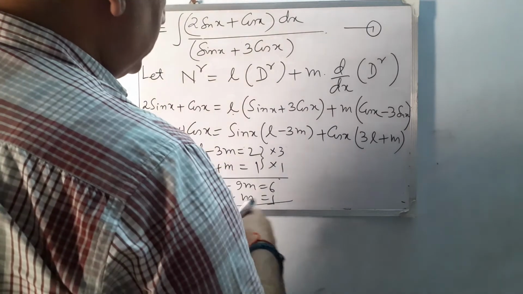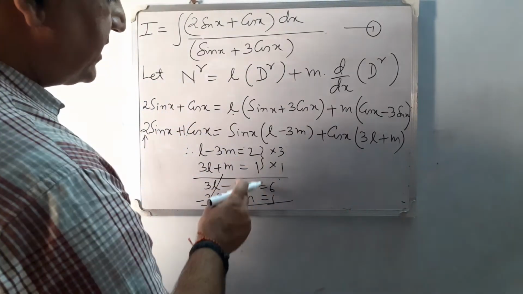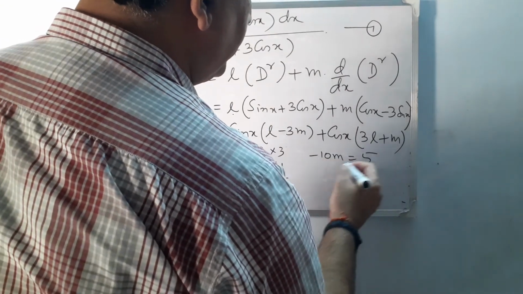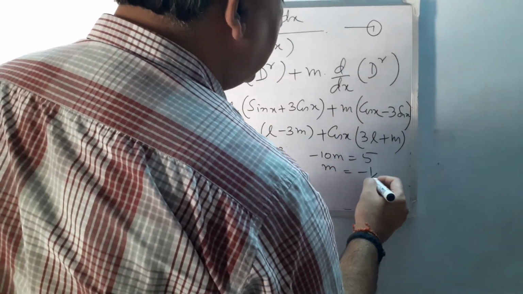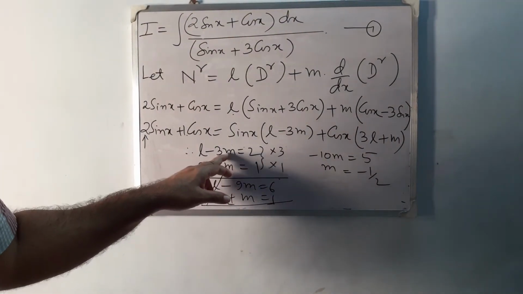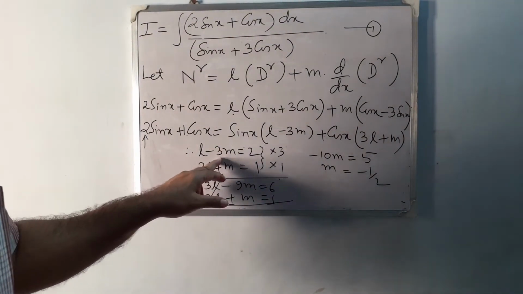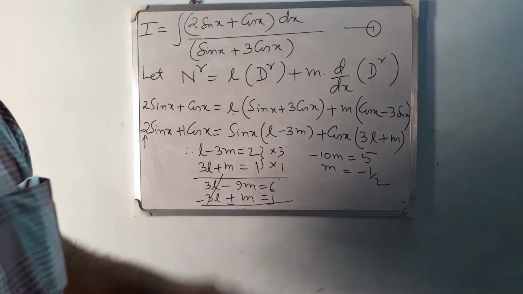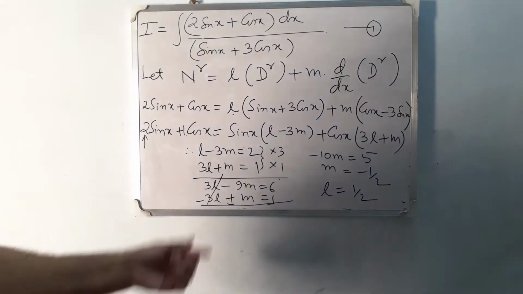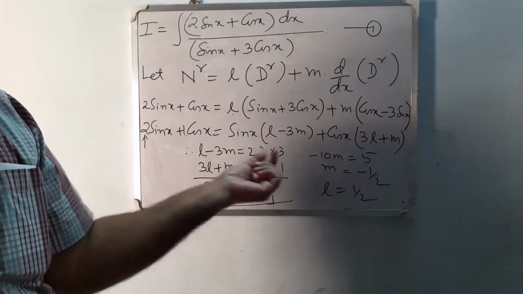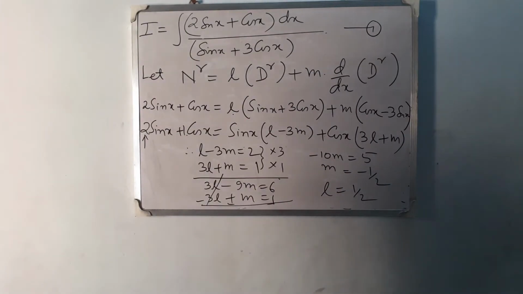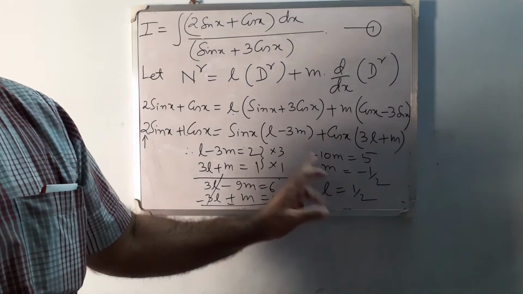So what you will get? The 3L cancels out. Minus 10M is equal to 5, so M is equal to minus half. Now this value of M, if you put here, that is minus half, it becomes plus 3 by 2. So L comes out as half plus 3 by 2... here 2 minus 3 by 2, LCM, that is 1 by 2. So L is equal to half, M is equal to minus half.